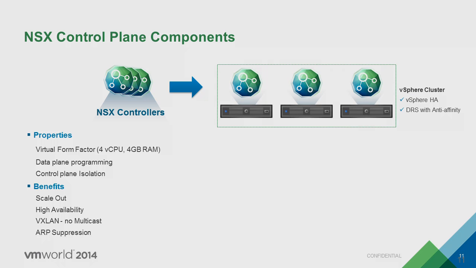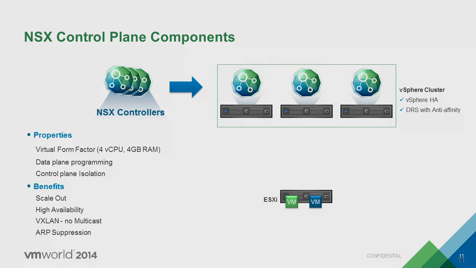In order to get the best resiliency, what we recommend is to deploy these controller appliances into a vSphere cluster. And of course, in a vSphere cluster, you can enable features such as high availability or DRS. You can set anti-affinity rules to make sure that these controller appliances land on different hosts in the cluster, so if you lose a single host, you don't have a single point of failure for all the controllers.